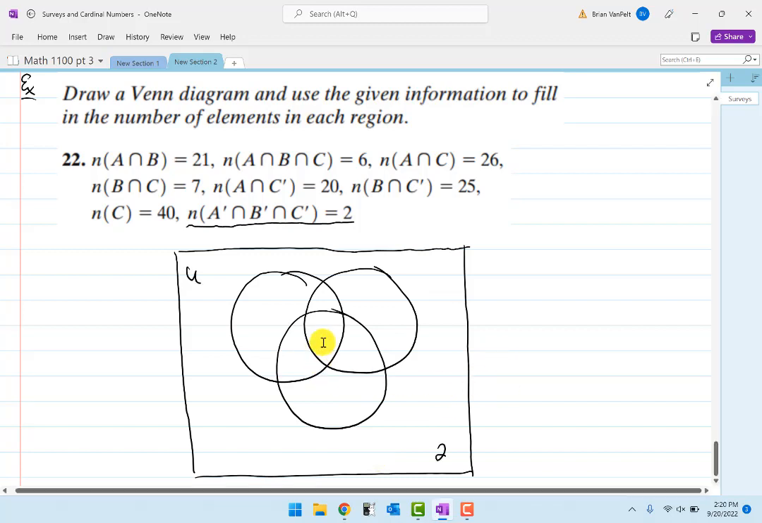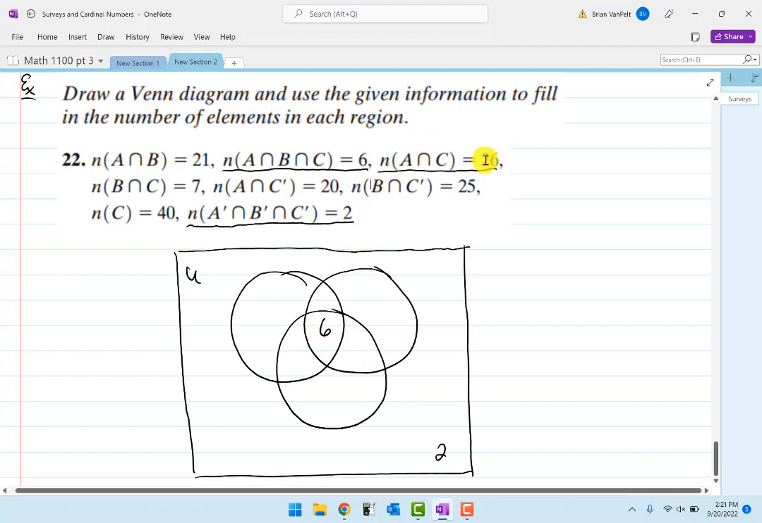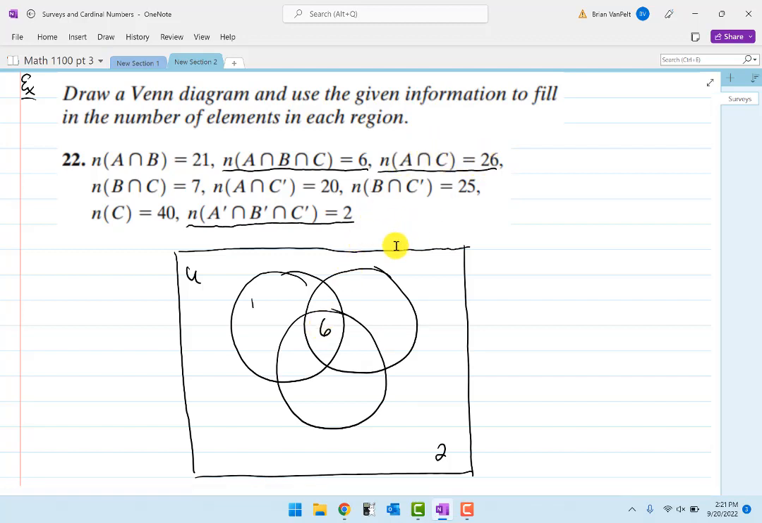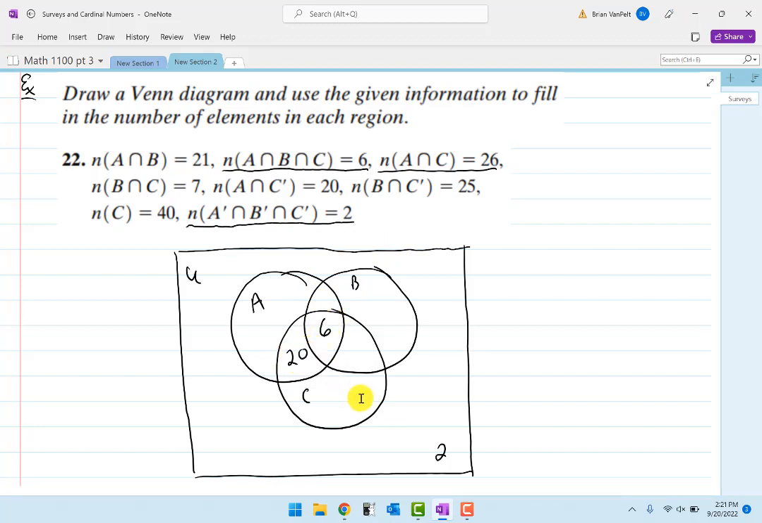Now the next thing that I want to target is right in the middle here, if I can. And I see that I have it right here. The intersection of all 3 has 6 items. Now once I have that, I'm going to go and look for intersections of 2 things, like this next one. A intersected with C has 26 items. So A and C intersect right here. If I've already got 6 there, that means there must be 20 in that spot.